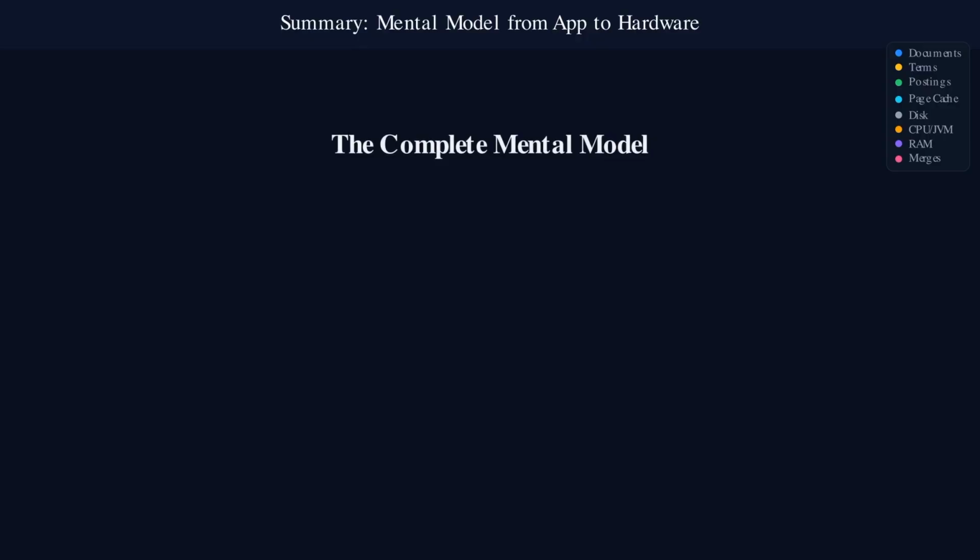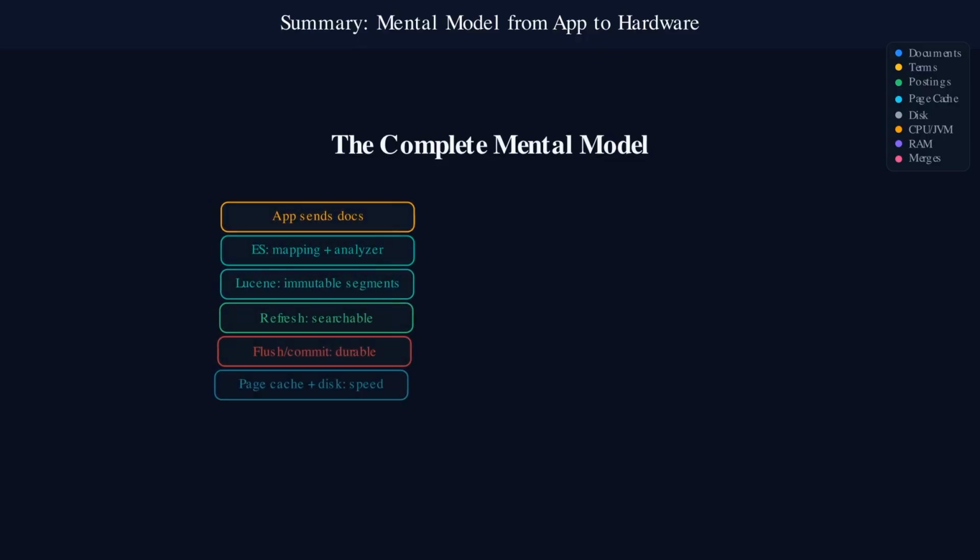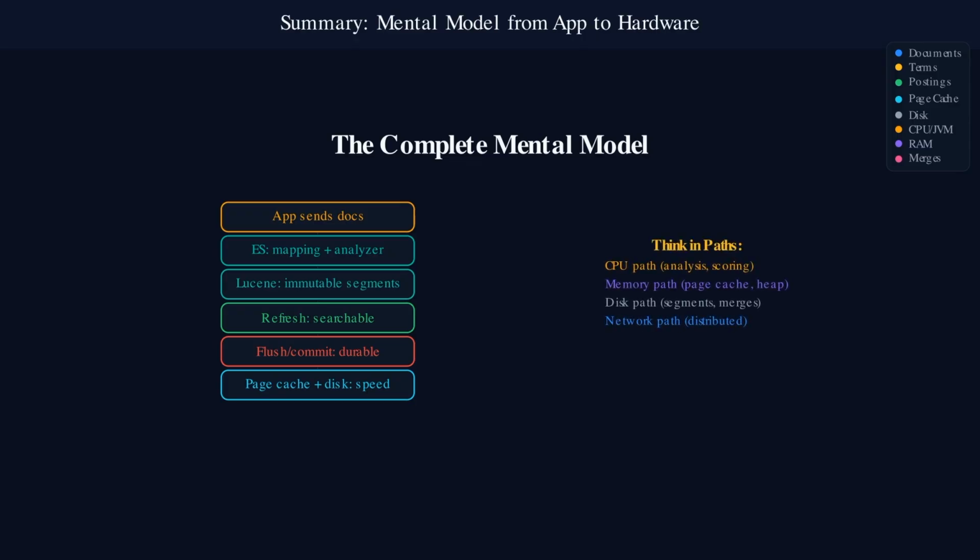Here is the mental model to carry with you. Your application sends documents. Elasticsearch applies mappings and analyzers. Lucene writes immutable segments containing inverted indexes. Refresh makes new segments searchable. Flush and commit ensure durability. The operating system page cache and storage hardware determine much of your real-world speed.